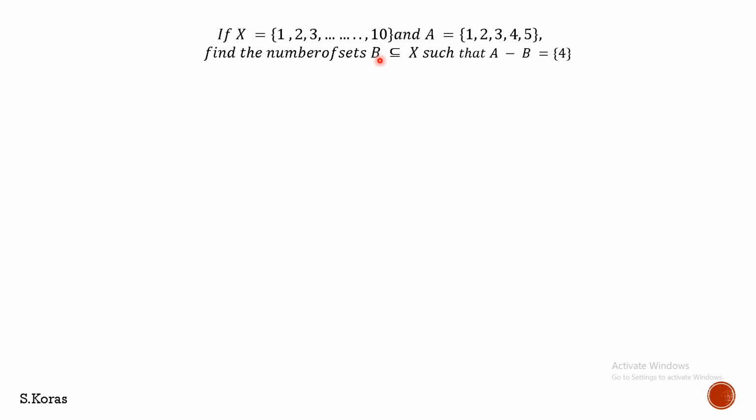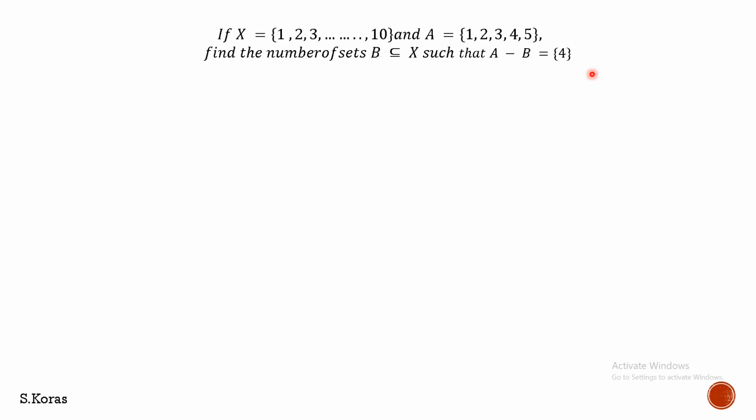That's the question. So if you read the question, you can understand it very easily. If capital X is equal to 1, 2, 3, to 10, and if set A is equal to 1, 2, 3, 4, 5, find the number of sets B, which is a subset of X, such that A difference B is equal to 4. So we have to find set B, which is a subset of this X, such that we must get A difference B equal to 4.